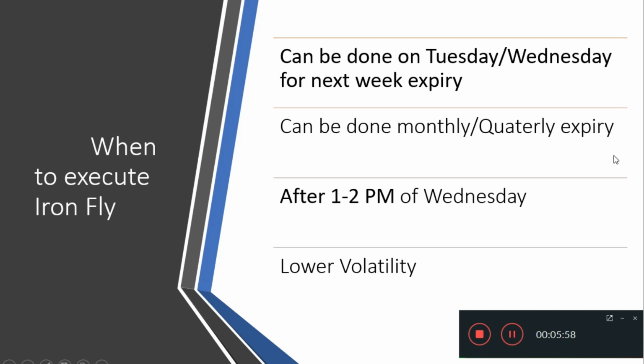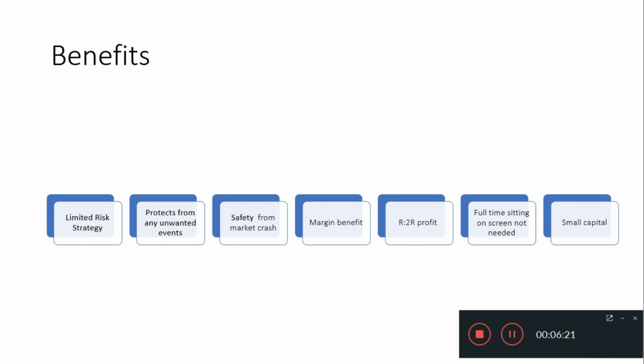This is particularly safe because you know your risk. It's a limited risk strategy. What I prefer is that mostly if you take it after 1 or 2 p.m. on Wednesday for the next week expiry, it's totally fine. And again, what comes into the picture is the lower volatility. So these are the main things you should consider when you execute an Iron Fly.